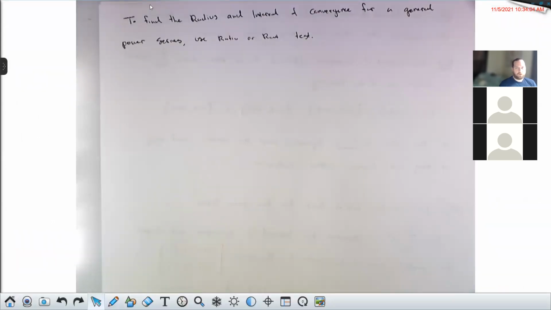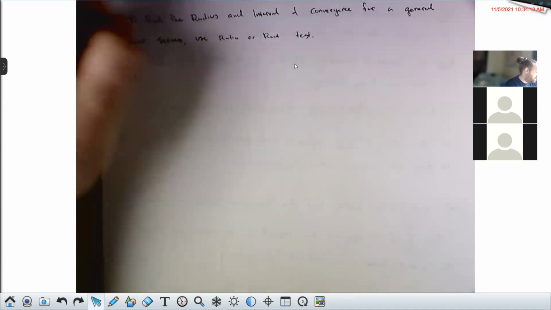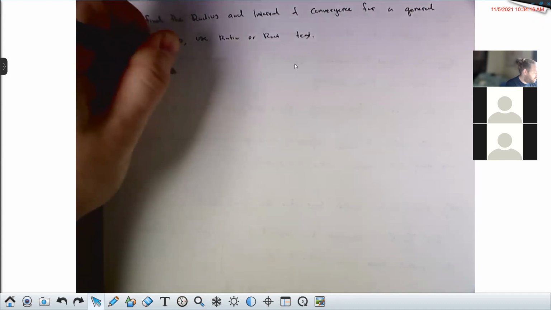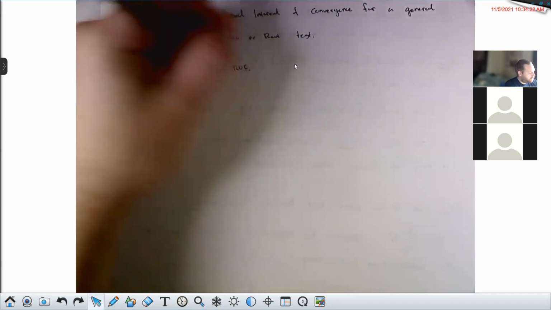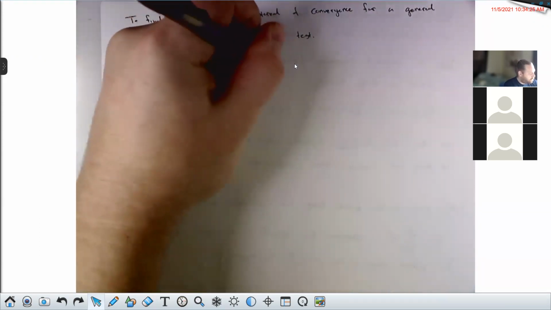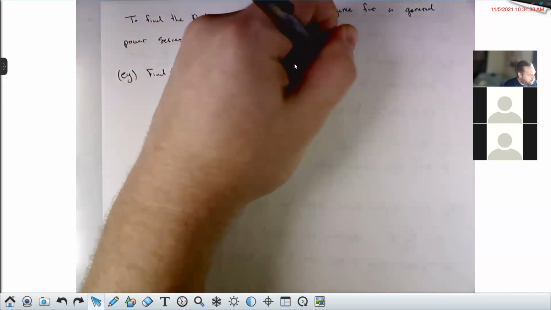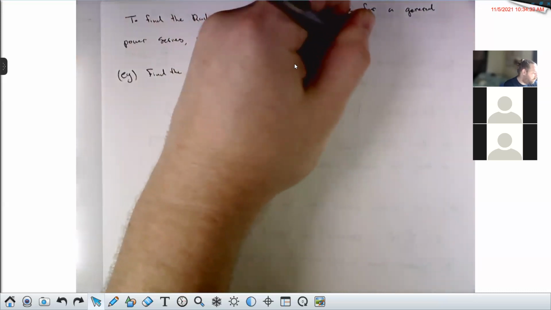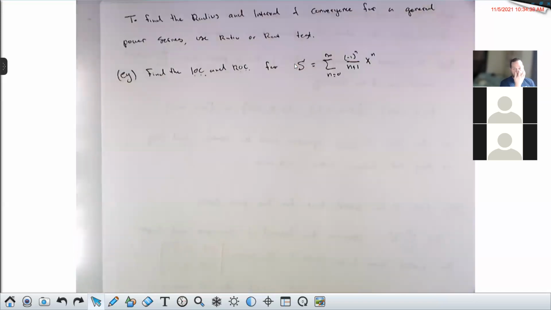Okay. So to find the radius or interval of convergence for a general series, you're going to use the root or ratio test. And I'll snag an example here. Find the IOC and ROC, radius of convergence and interval of convergence, for the series S equals, how about the one we did earlier, sigma n from 0 to infinity, (-1)^n over n plus 1 times x to the n. This is no longer a geometric series because you've got this n plus 1 downstairs.